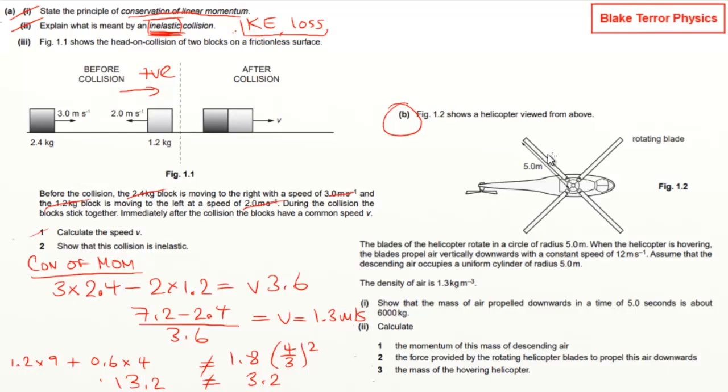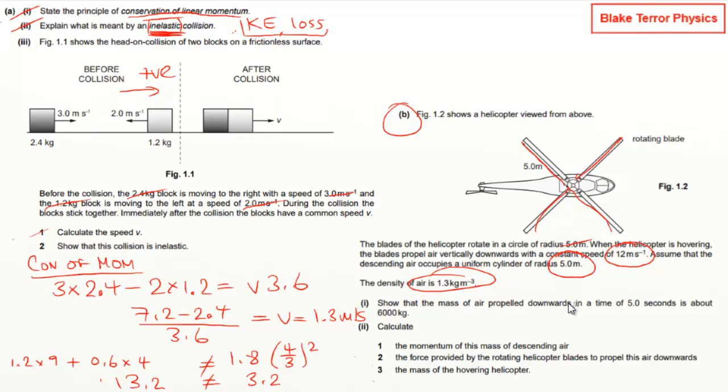We've got a helicopter viewed from above with these 5-meter blades on there. The blades rotate in a circle at 5 meters. When the helicopter is hovering, they propel air vertically downwards at 12 meters per second. Assume the descending air occupies a uniform cylinder, 5 meters radius. And there's the density. Show that the mass of air propelled downwards in 5 seconds is about 6,000 kilograms.